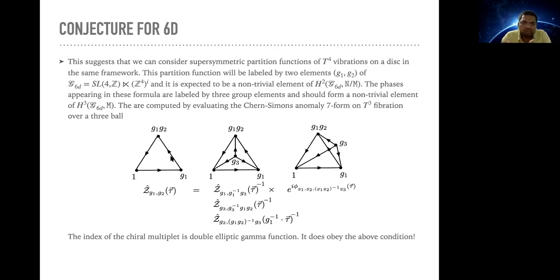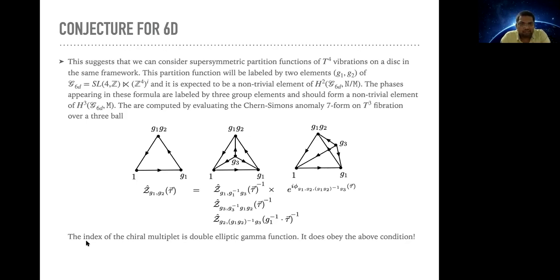You would need two group elements like so, which obey this particular relation, which makes the partition function a non-trivial element of the second group homology of some six-dimensional group, which will be SL(4,Z) times Z^4 to the power I. I again is the rank of the global symmetry. And then the phase itself will now be the third group cohomology valued in M.